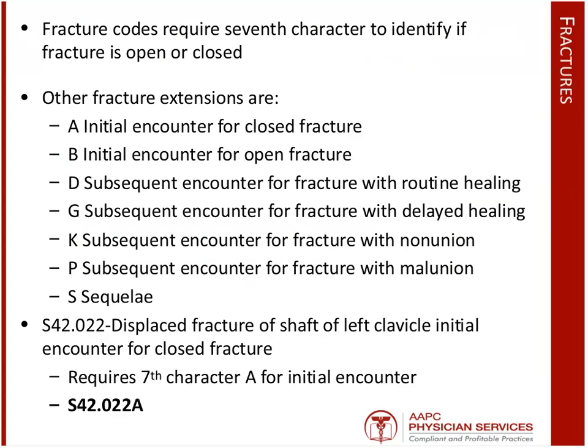Fractures. With fractures, here are some of the extenders that we may see with fractures. They are looking for much more specific information. So we can have A still for initial encounter, but we'll have A if it's a closed fracture, a B if it's an open fracture, and then we even have to look for if it's subsequent, where are they in healing? Do they have routine healing? That would be a D. If it's delayed healing, it would be a G. They have malunions, non-unions, all those kinds of things.